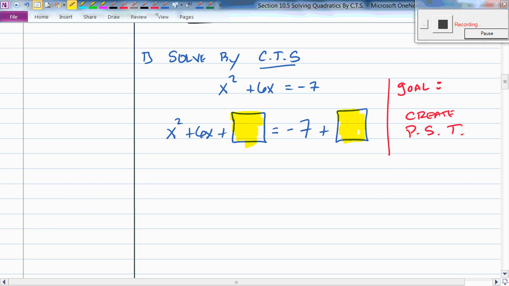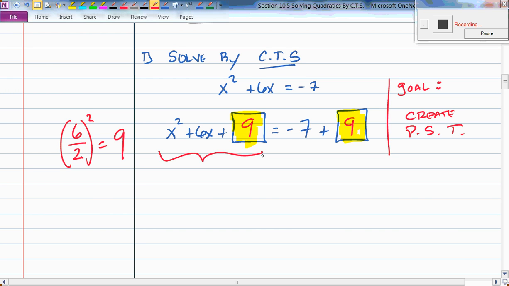Now, some of you already know the magic number. What is the magic number? 9. Now, how do we get a 9 here? Divide 6 by 2, and then we square it, and that is going to give us 9. Because 6 divided by 2 is 3. 3 squared is 9. Good.